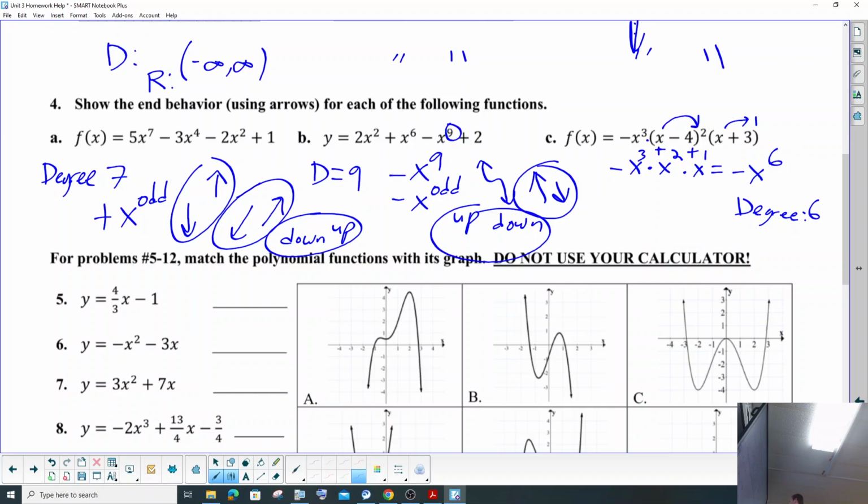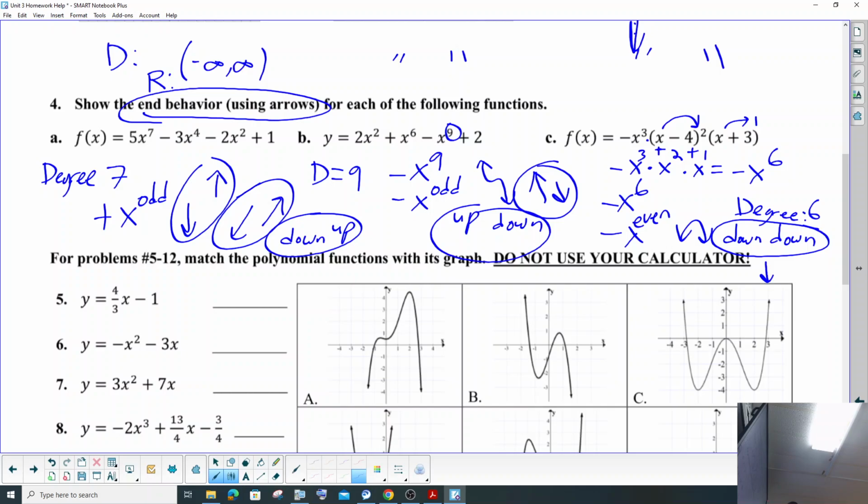Okay, so the next one is negative x to the 6th power. So negative x to the 6th power, what's the end behavior? So it's going to be negative, and x to the even power. And so that means down and down. And so down, down is the correct answer. Or maybe doing like a down arrow and a down arrow, something like that. Or it could be even like this actually. It could be down and then down. Cool. So those are our answers.